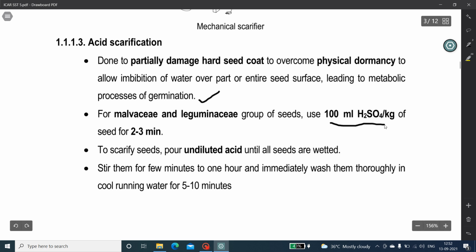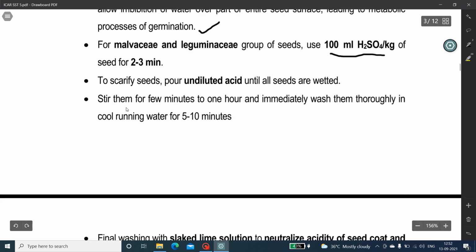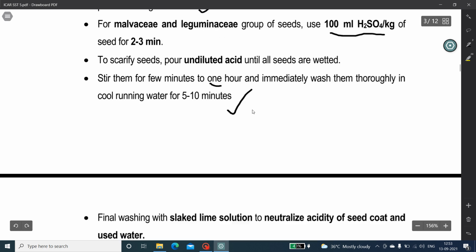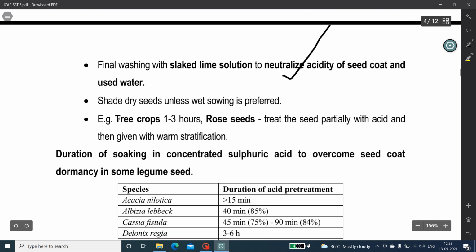Use 100 ml of H2SO4, that is undiluted acid, per kg of seeds; 2 to 3 minutes is required. To scarify seeds, pour undiluted acid until all seeds are wetted and stir them for a few minutes to 1 hour, and immediately wash them thoroughly in cool running water for 5 to 10 minutes, to remove all traces of acid. Final washing should be done with slaked lime solution to neutralize the acidity of the seed coat and used water. Then finally shade dry the seeds.